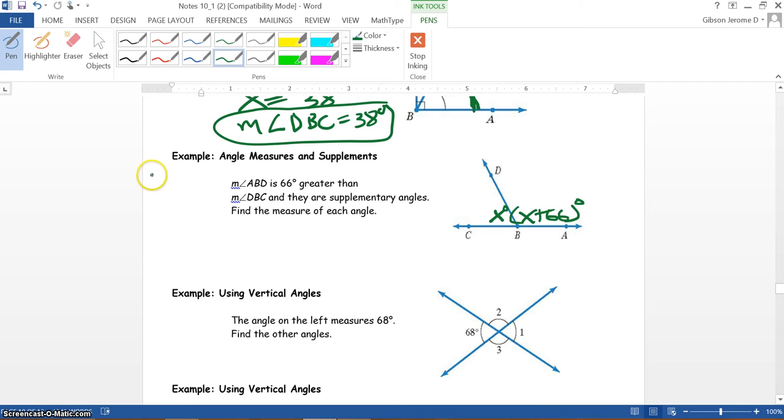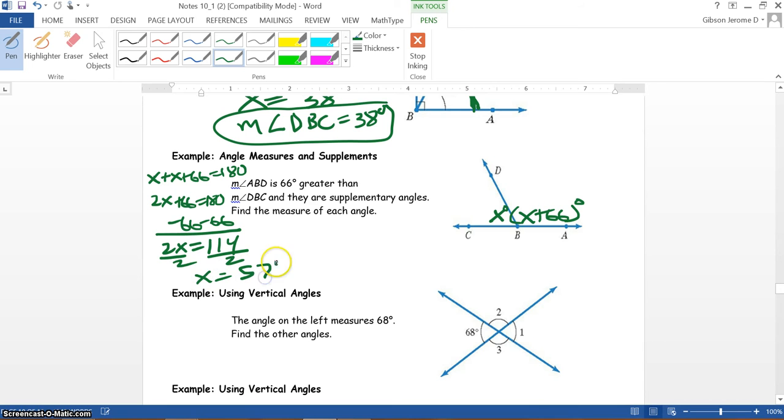So we could go off to the side here and say x plus x plus 66 equals 180. Now x plus x we know is 2x plus 66 equals 180. Now we will subtract 66 on both sides. So we will have 2x is equal to 180 minus 66, which gives us 114. Divide each side by 2, and x is equal to 57 degrees. So we know the measure of angle DBC is 57 degrees.